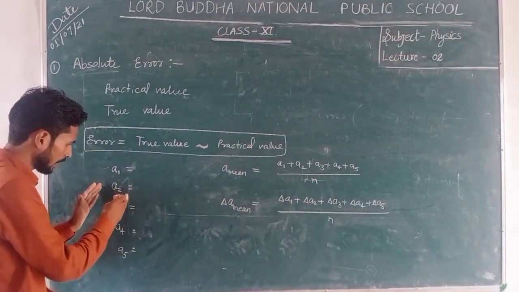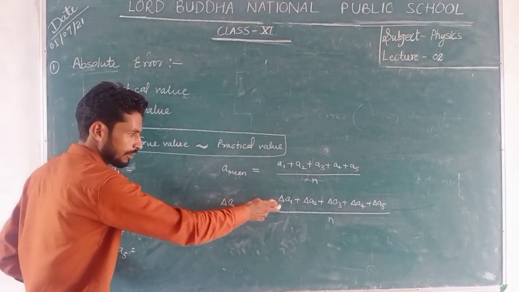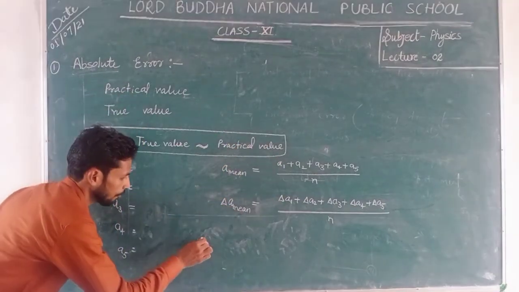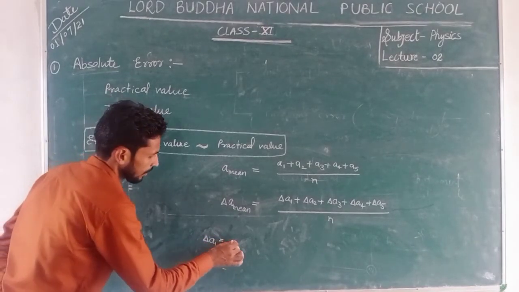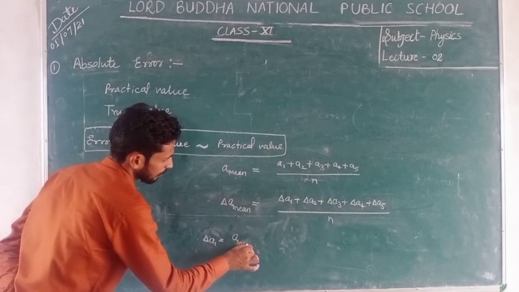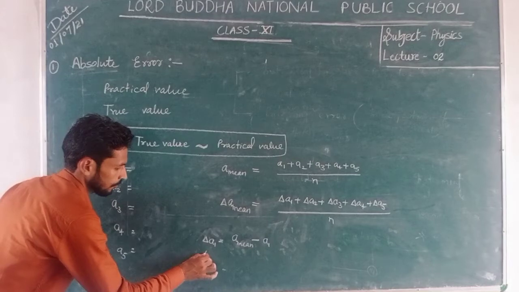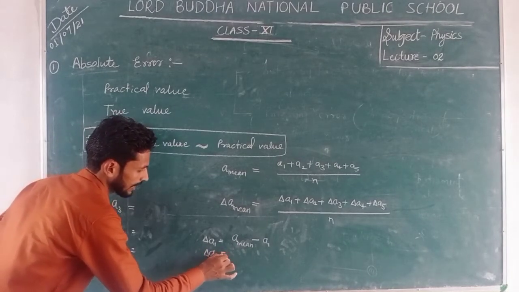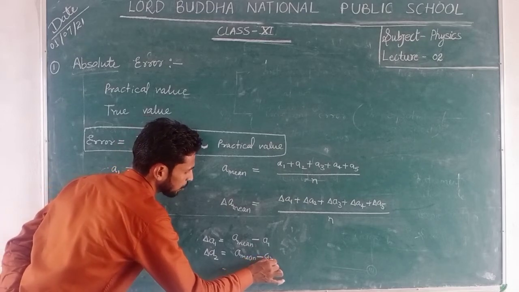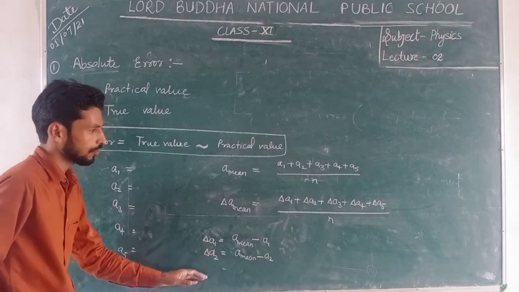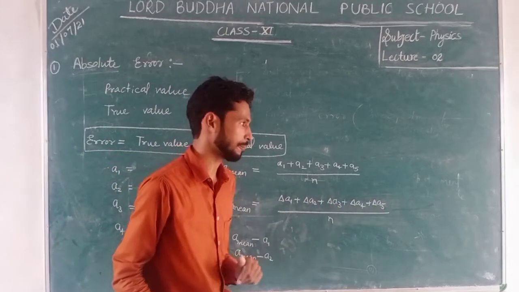So how can we find delta A1, delta A2, delta A3? Simply, we can write A1, A2, A3, A4, A5 for this statement. But how can we measure this? For delta A1, write A mean minus A1. In the same way, for delta A2, A mean minus A2. Like this, we can find delta A1, delta A2, delta A3, delta A4, delta A5.